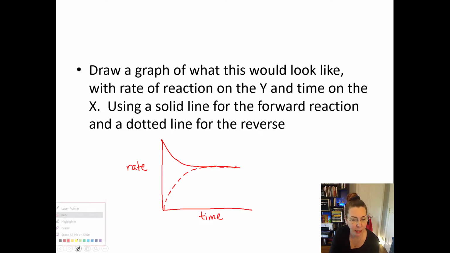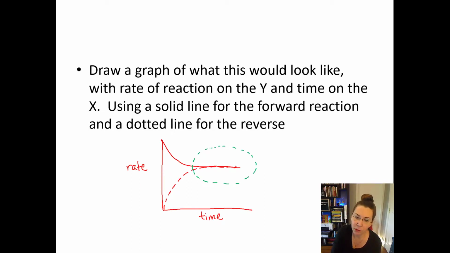And if you look in the area here, this is where the rate of the forward reaction and the rate of the reverse reaction have become equal, where those two lines overlap.